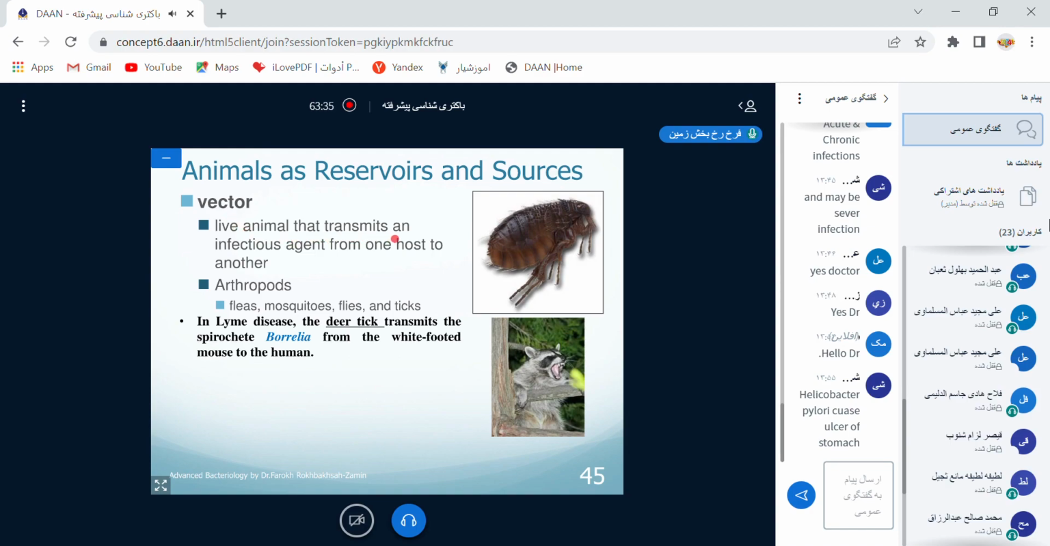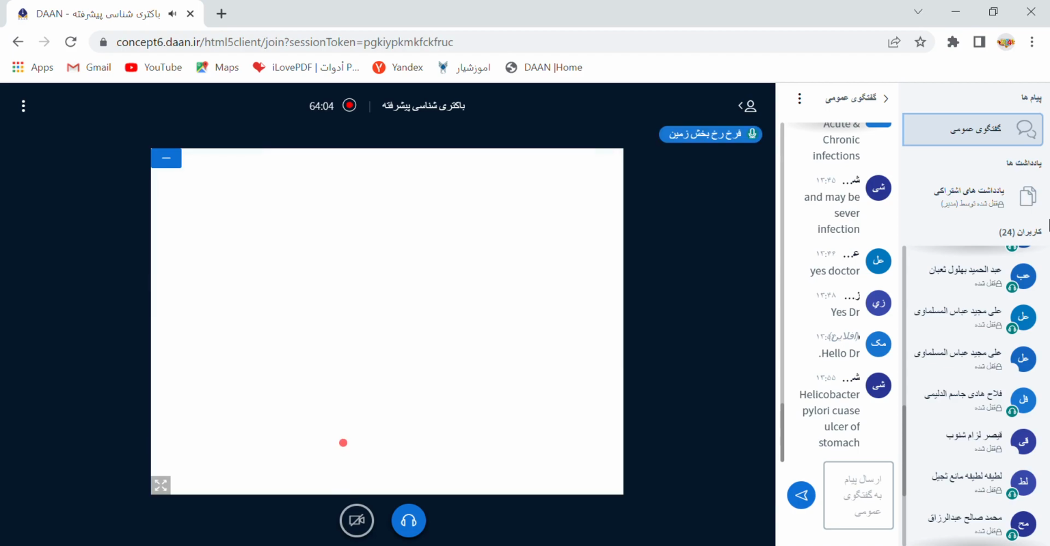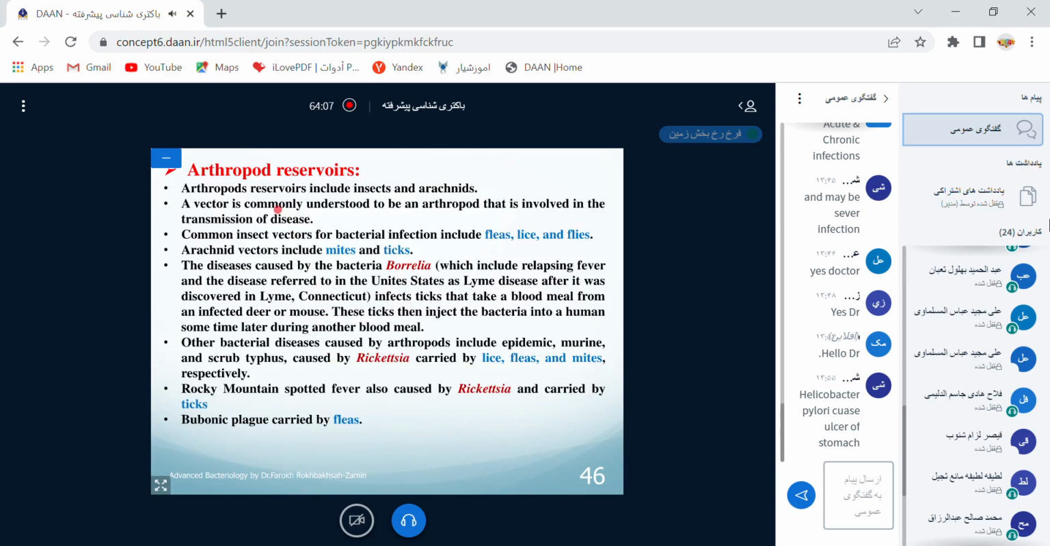A vector is a live animal that transmits an infectious agent from one host to another. Like what? Like some arthropods: fleas, mosquitoes, flies, ticks. So in Lyme disease, the causative agent is Borrelia, and the vector is the tick. Tick is the vector.